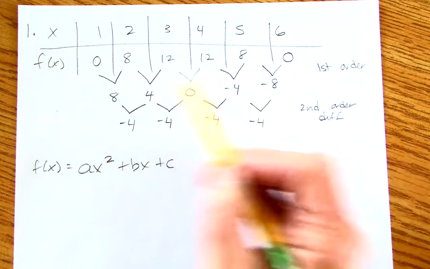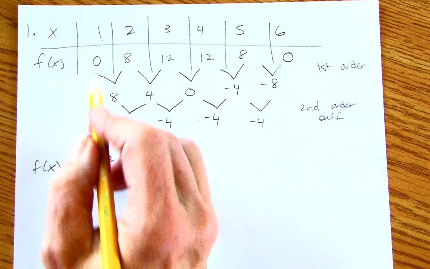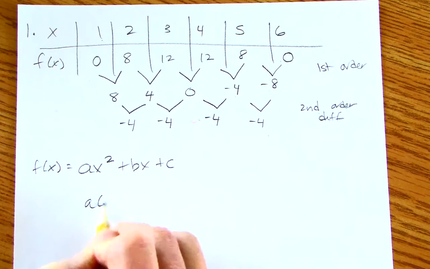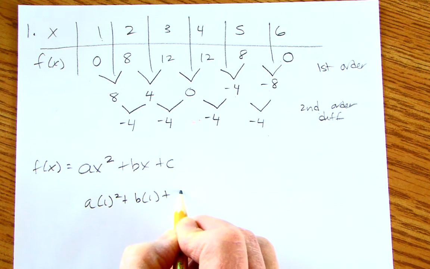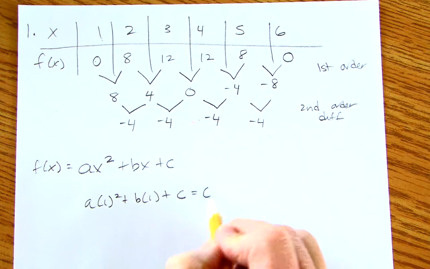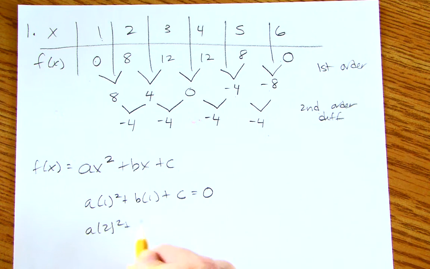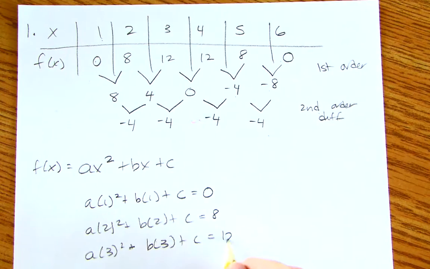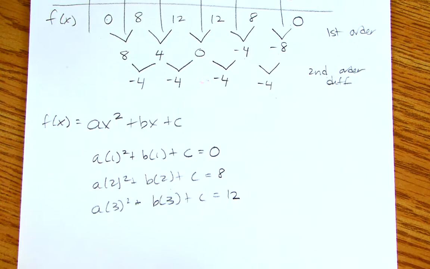Well, I can choose any of these points up here. I'll choose some of the easiest ones. I know that when x is 1, y is 0. And I know when x is 2, y is 8. And I know that when x is 3, y is 12. So there's my three relationships. Three unknowns. Do you guys remember how you want to solve that?